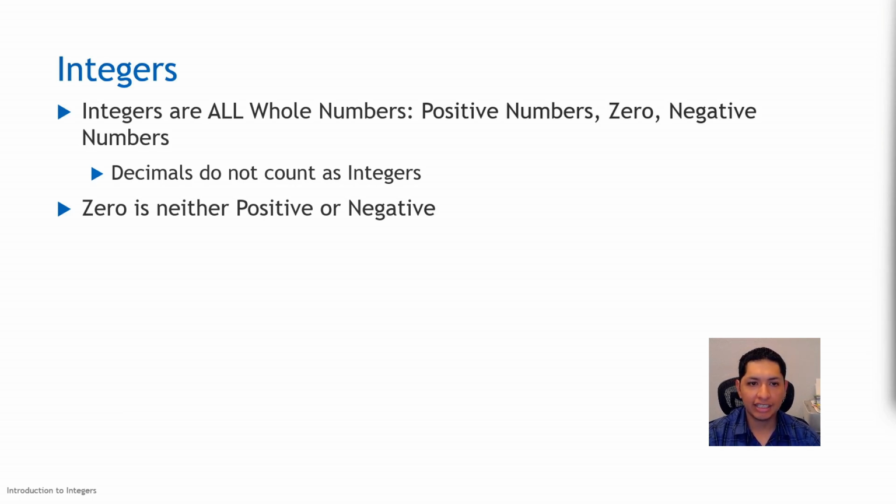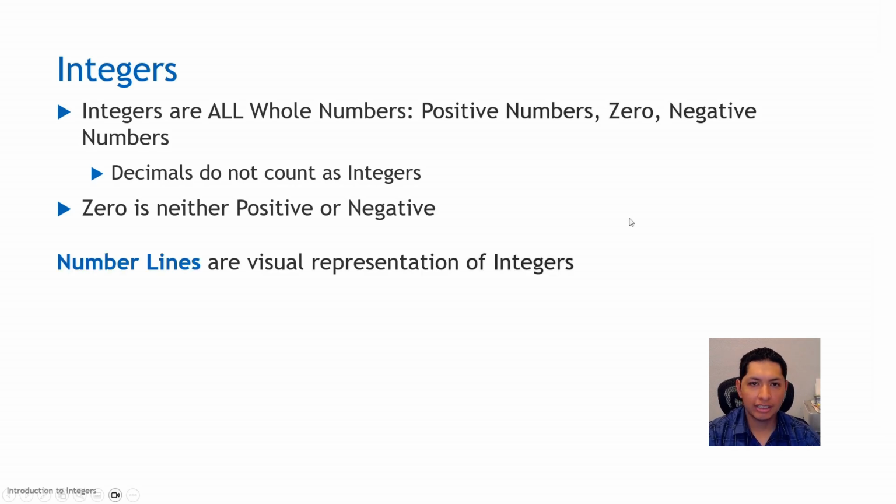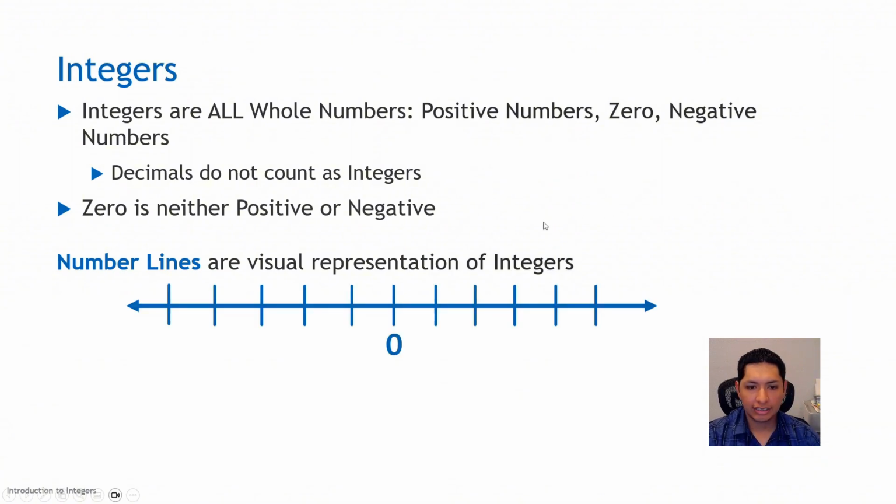And by highlighting whole numbers, this means that decimals, which represent part of a whole, do not count as integers. Number lines are a visual representation of integers and how they relate to one another. It looks like this line here. It is one horizontal line that goes from left to right, and the arrows at the end mean that it goes on forever.